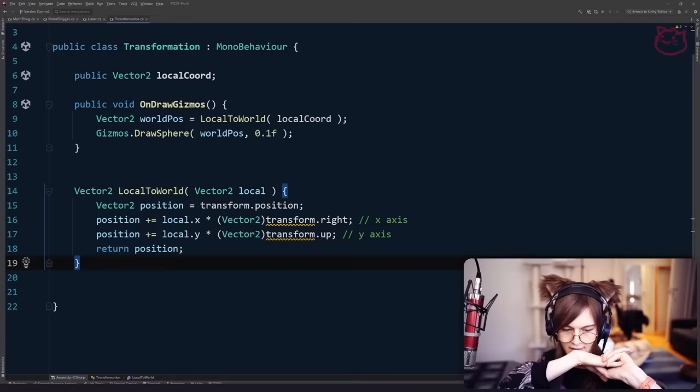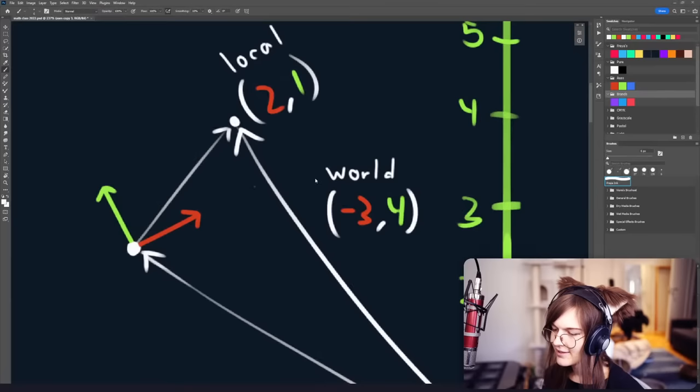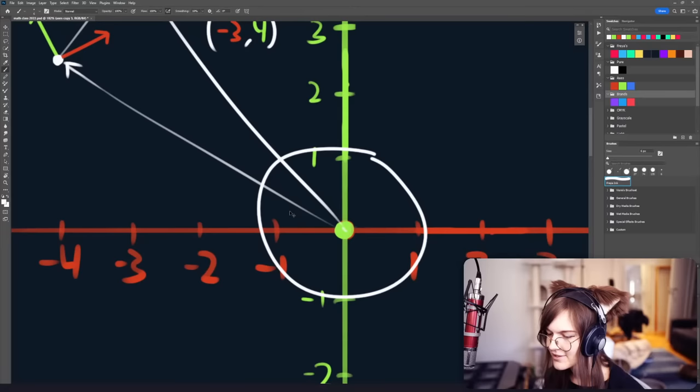And that should work. Let's see what it looks like. Will it work if you do transform.position.normalized? No, because then you're going to take this position and clamp it to the unit circle. So it's going to become very short, and so you're going to get the incorrect position.